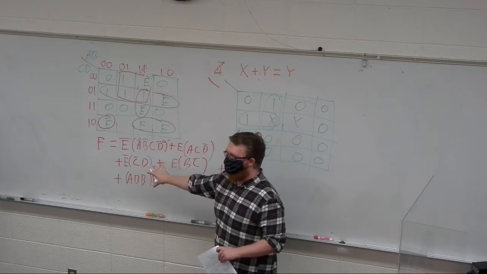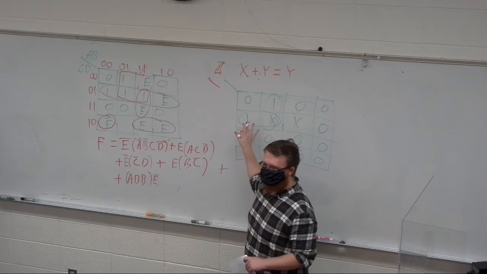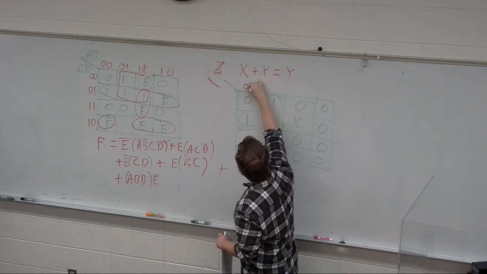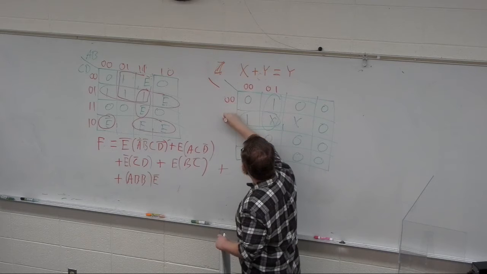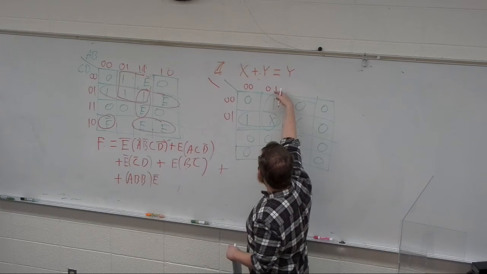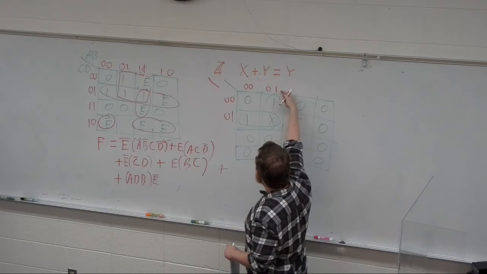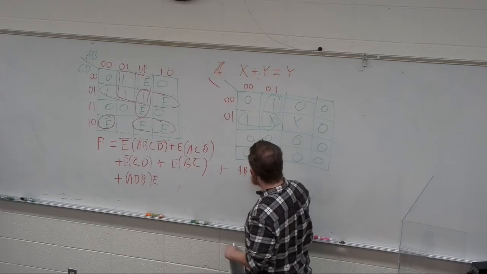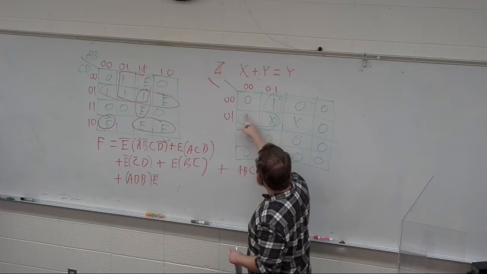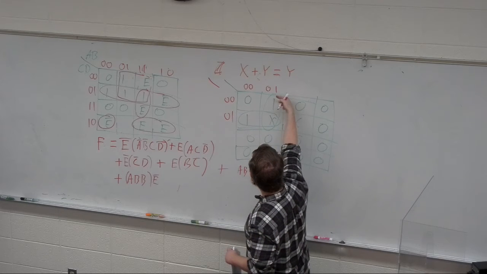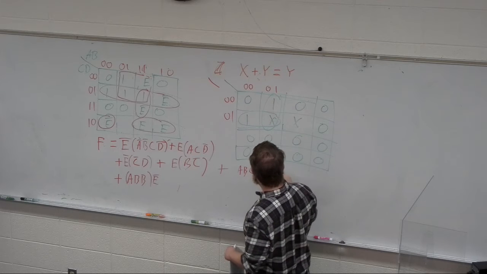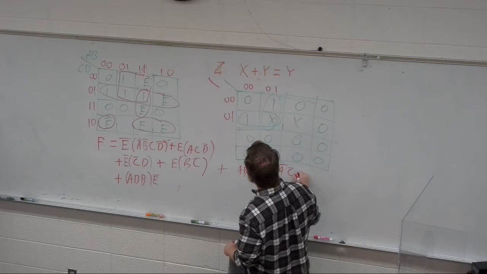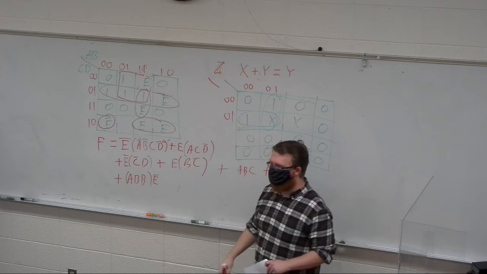And then all of this gets ended with these two circles, which no longer have that E term at all. And so we can just say that this is A, B, and C. Or this guy, which is C, D, and A bar, C bar, D. Did I do that one right?